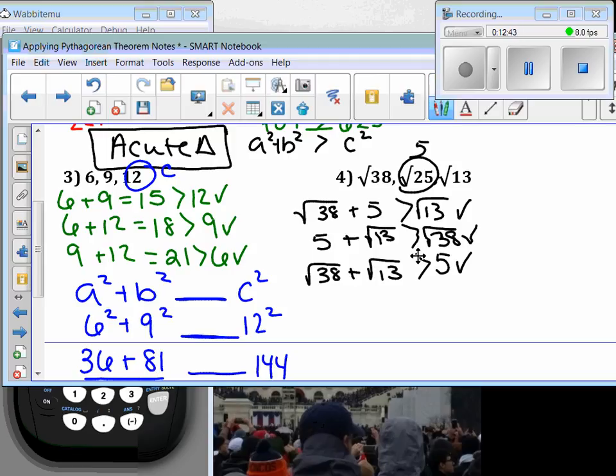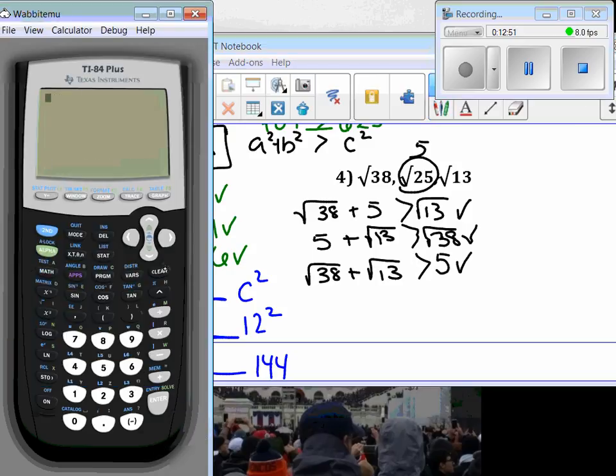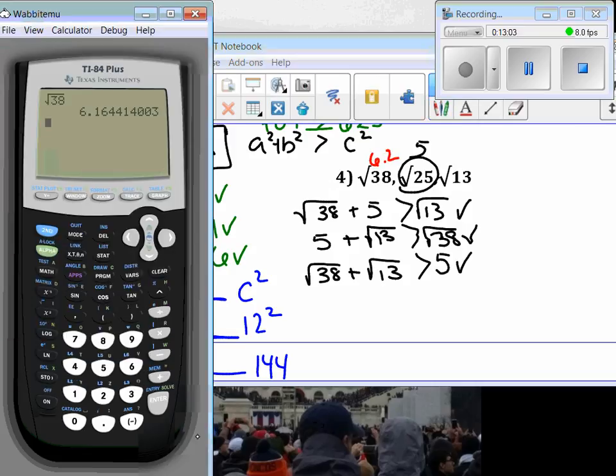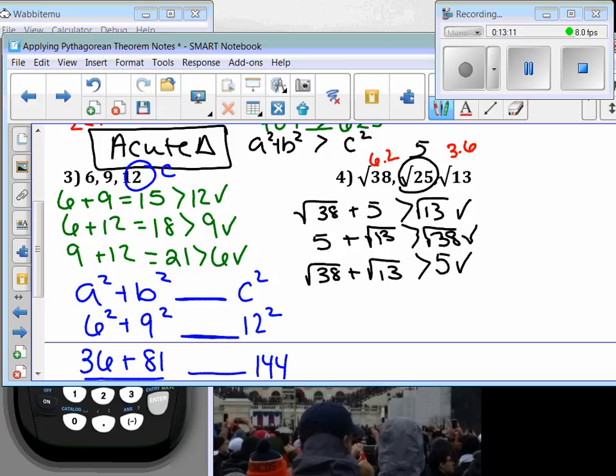Step 2 wants us to identify what your largest side is. So we already knew the square root of 25 was 5. So if we put in the square root of 38 in our calculator, that's approximately 6.2. And if we look at the square root of 13, that comes out to be approximately 3.6. So looking at those, we know 6.2 is the largest side. That has to be your C value.